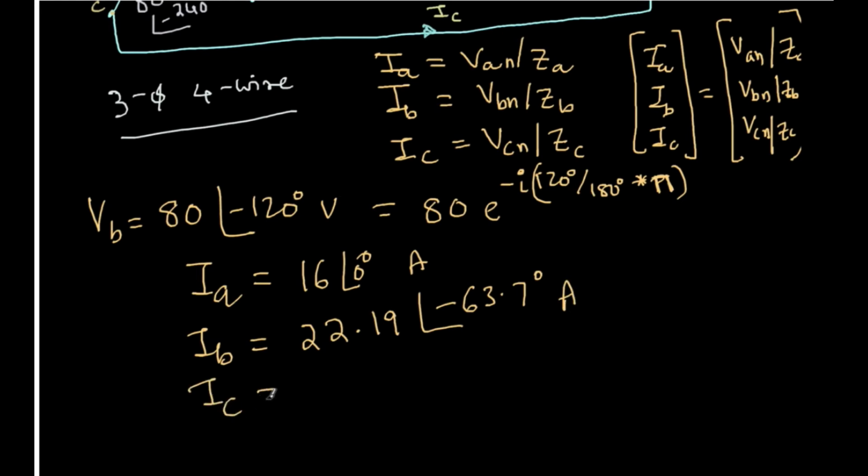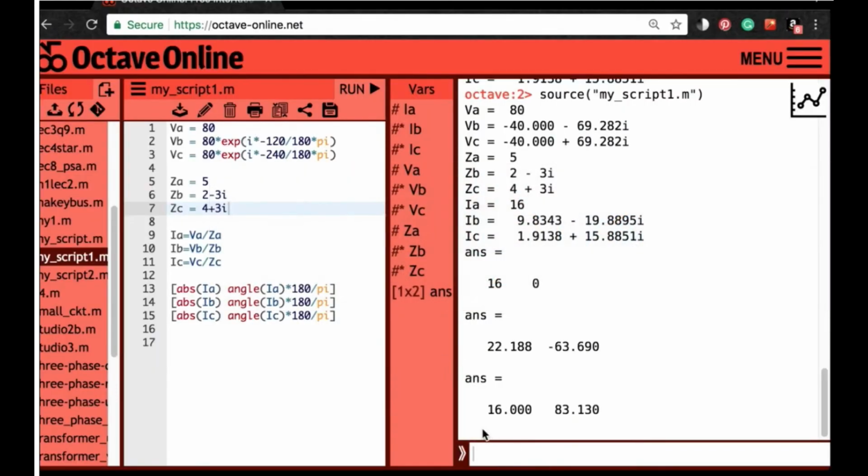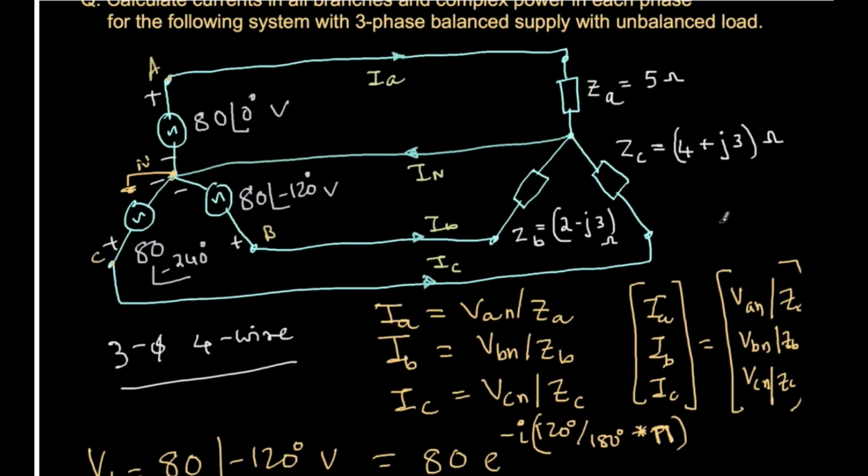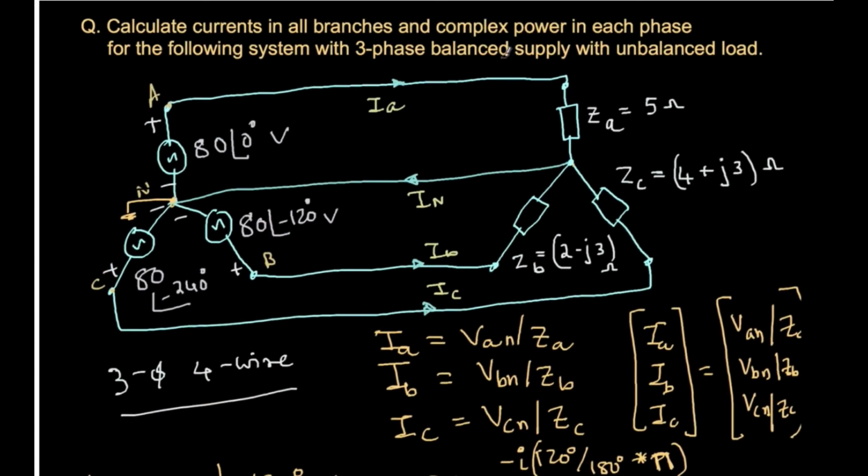And IC, what we calculated, 16 and 83.13. So the magnitude is exactly the same, but the angle is 83.13 degrees. So the first part of this problem is completed, that we are able to find the currents in each branch, IA, IB and IC.